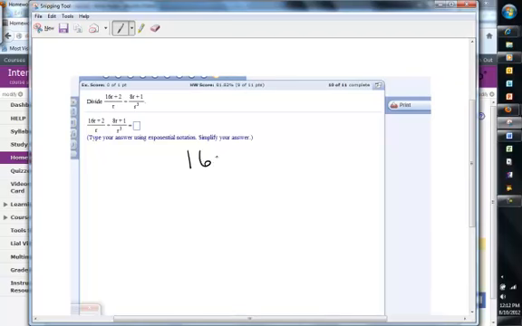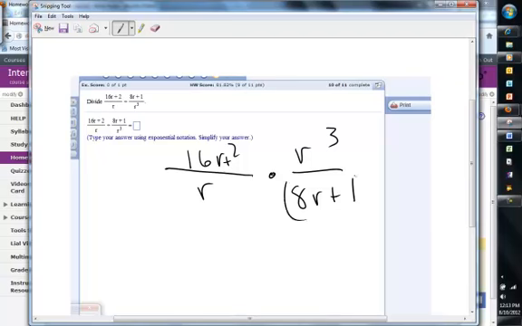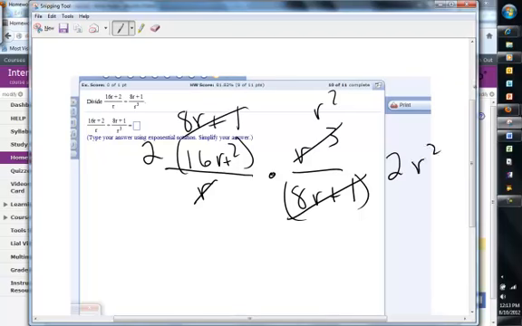Copy it first, 16r plus 2 over r times, I'm going to take the reciprocal right away, 3r cubed over 8r plus 1. Factor this, take out a 2, and you're left with r plus 8r plus 1. This is r squared when this is simplified. So you're left with 2r squared.